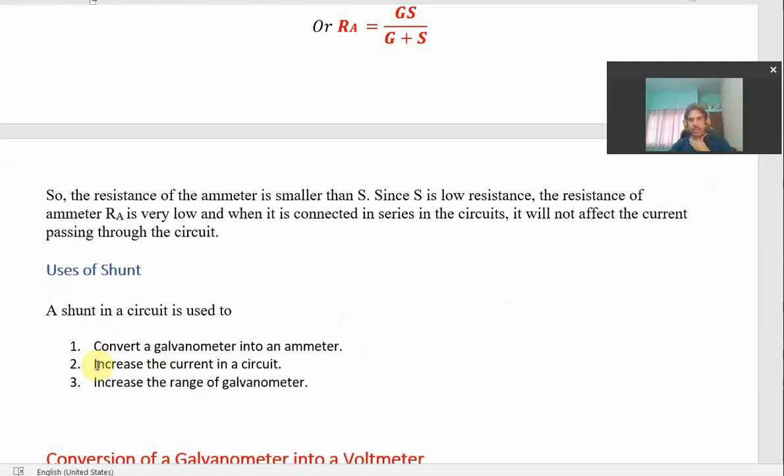Because on using the shunt, the net value of resistance of the circuit, or we can say the combination, decreases. Hence, it increases the current in the circuit. It can also be used to increase the range of the galvanometer. So that is the use of shunt resistance.